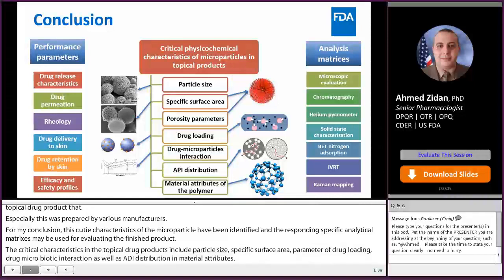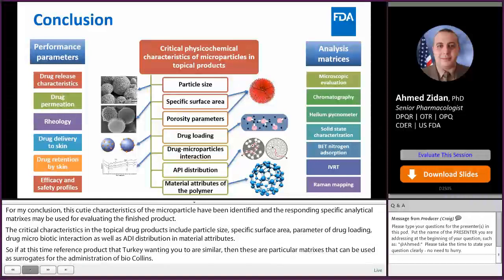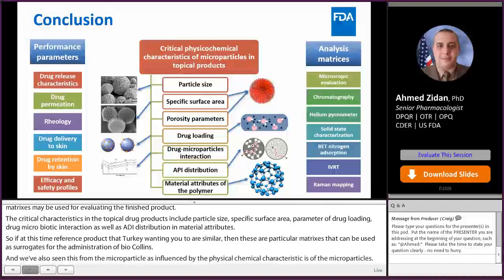And we have also seen that tretinoin release from the microparticle is influenced by the critical physicochemical characteristics of the microparticle, as well as tretinoin being molecularly dispersed in an amorphous state within the pore structure of the microparticles, and the rate of tretinoin release was proportional along the four strengths of the tretinoin topical.